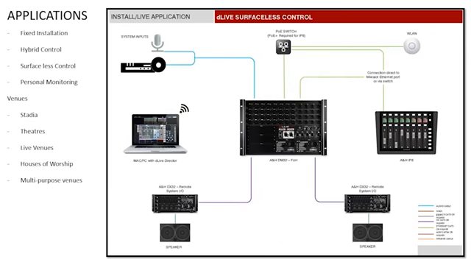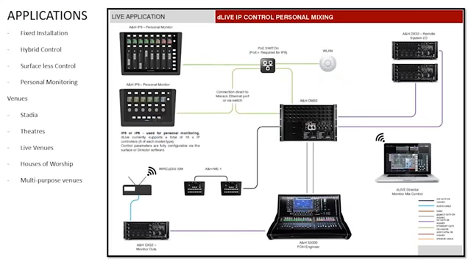This other example is a surfaceless control, a more compact system where you can have a DM32 with 1 or 2 expanders. And again, you can run all the setup and configuration and processing on a Mac or Windows laptop. But if you want tactile, hands-on control, you can add an IP8 or multiple IP8s for fader control of up to 48 channels or multiples of 48.